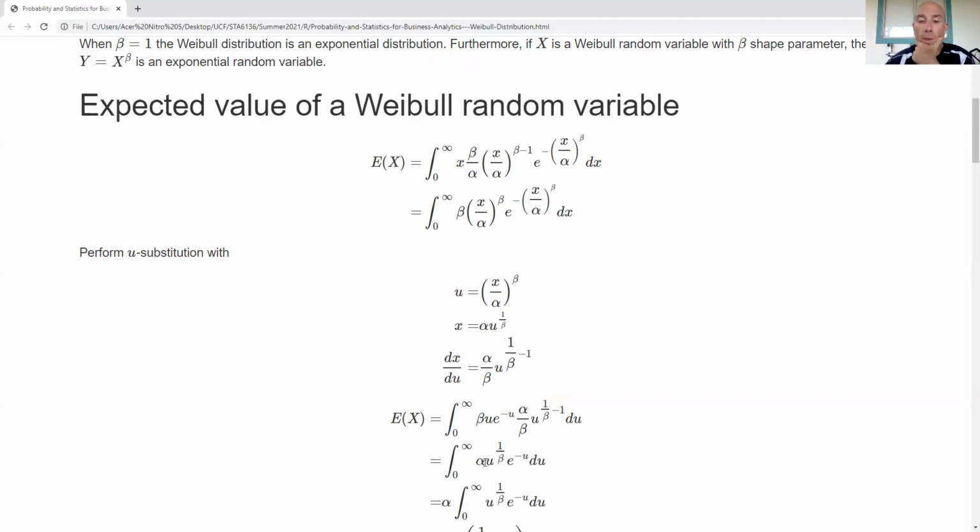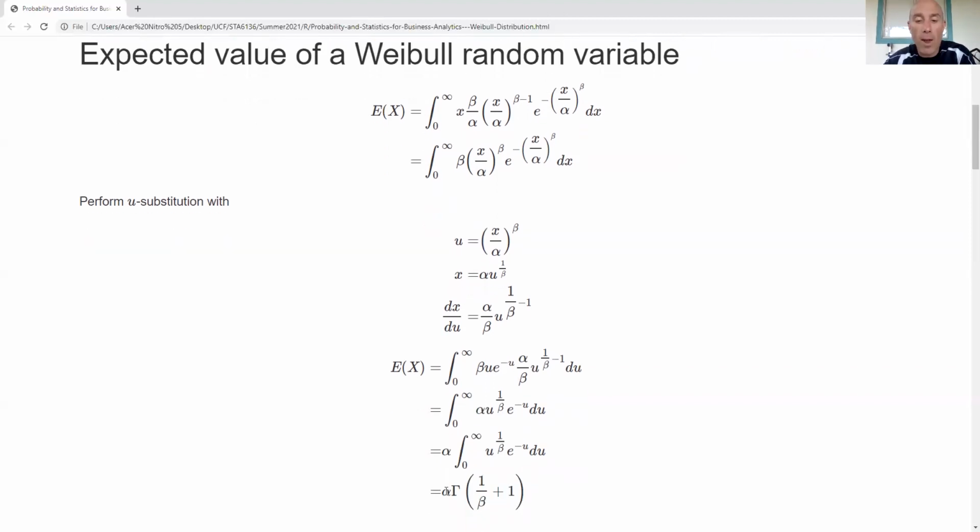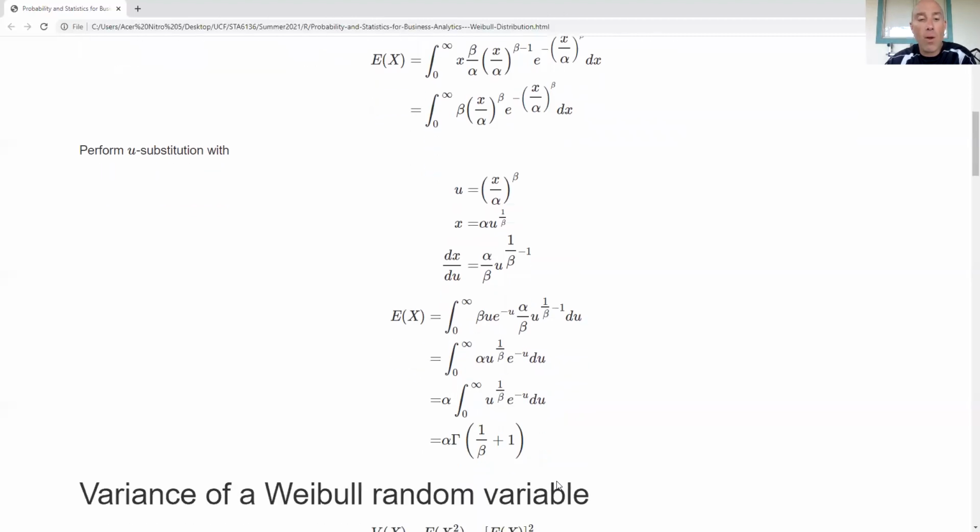Now when I look at this, I notice that's a constant, so I can go ahead and factor it out. And then when I get to here, I realize that looks like something from the gamma function. And it is, you would be right. So here, this is alpha times gamma of 1 over beta plus 1. Boom, we got it. Now, let's move on to the variance.